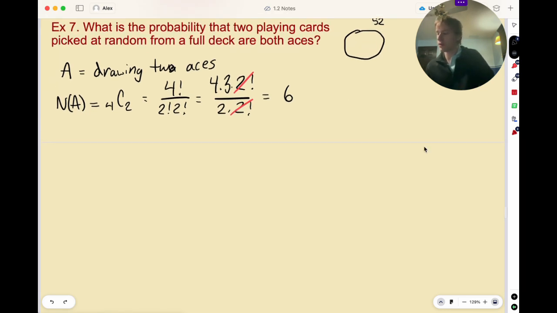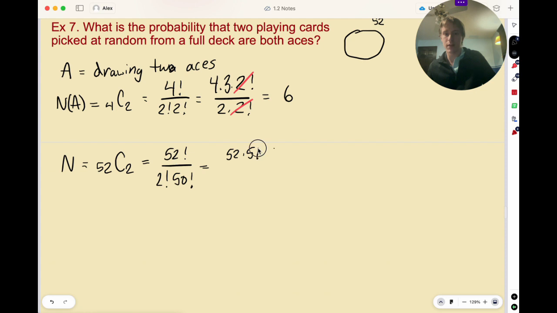Okay, now, as far as the total number of possible ways that you could draw two cards, right? Because a trial is drawing two cards, and the event is specifically that the two cards are both aces. Well, in that instance, we're taking 52 cards, right? Because you're just drawing two cards. It could be any of the 52. And from that 52, we are choosing two of them. Okay, so that's going to be 52 factorial divided by 2 factorial times 50 factorial, which is going to be 52 times 51 times 50 factorial, all divided by 2 times 50 factorial.